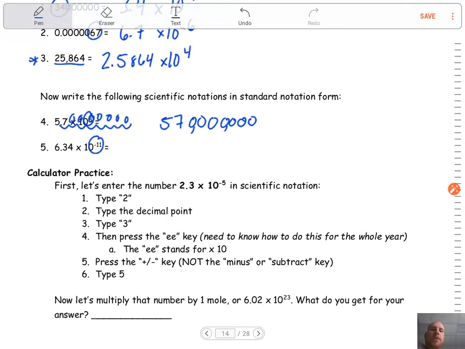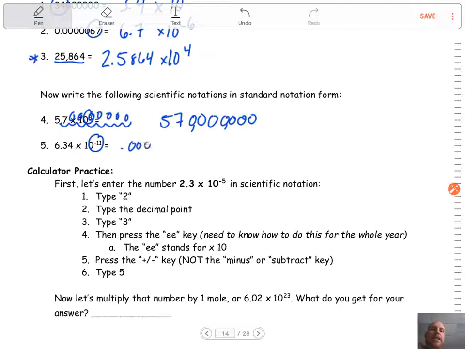Number 5, small, tiny number. I'm going to have 10 zeros out in front.